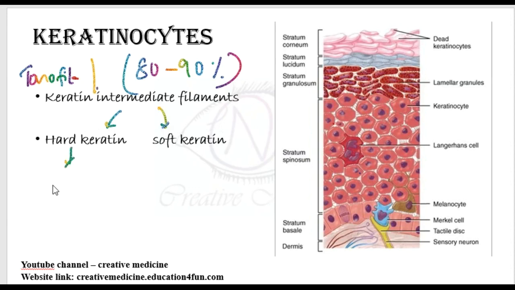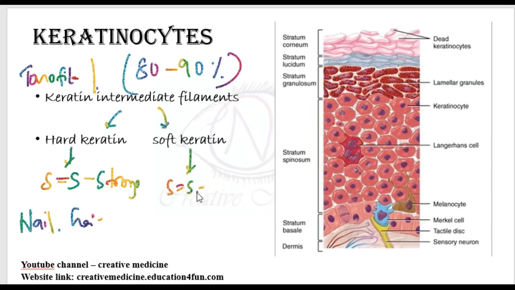Hard keratin contains disulfide bonds which are strong and they are seen in nails and hair, whereas soft keratin contains disulfide bonds which are weak and these are seen in skin. Keratinocytes are present in all layers of the skin from stratum basale to stratum corneum.